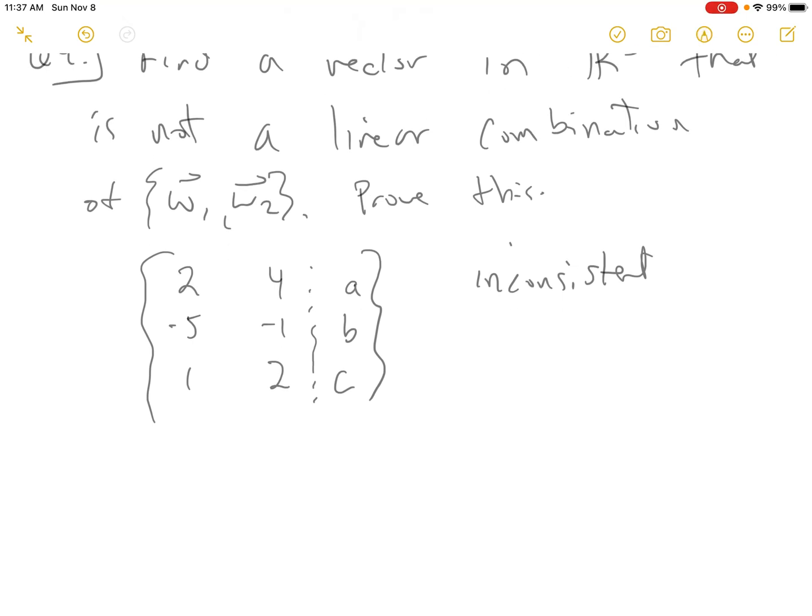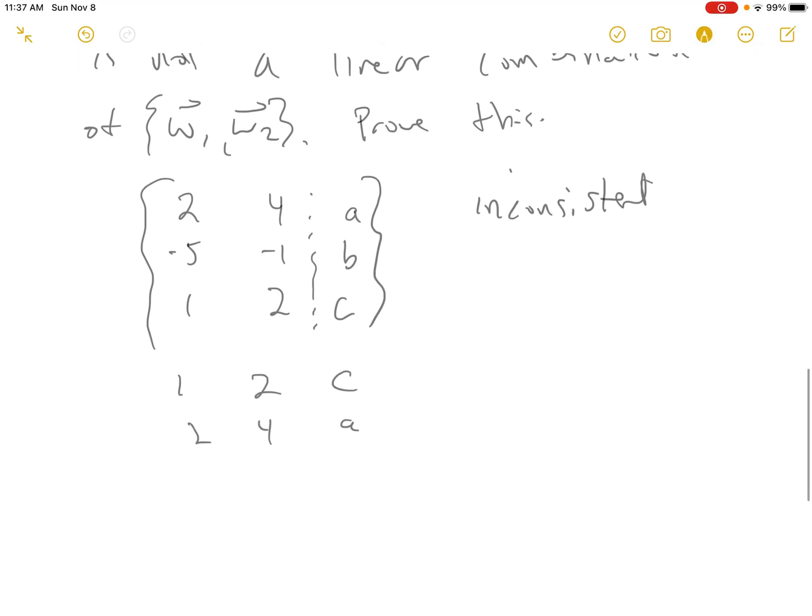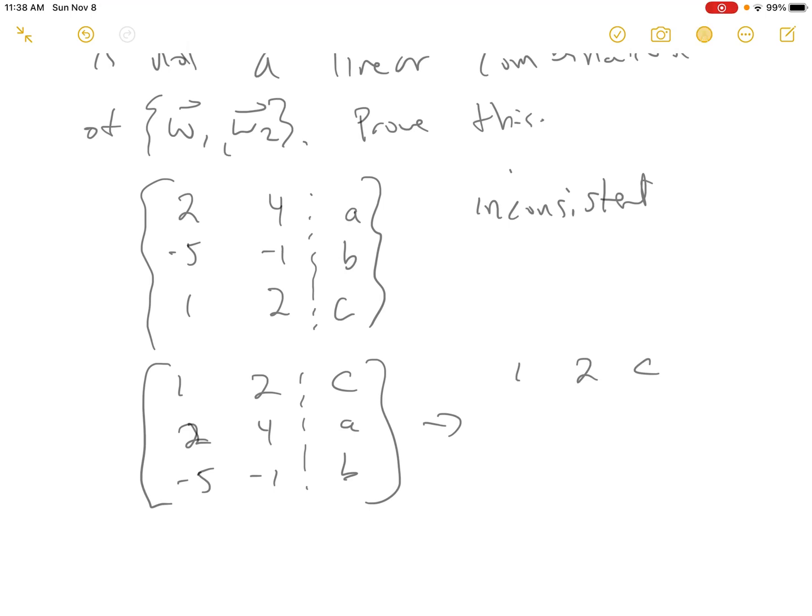Okay, so we flop some rows around here. 1, 2, C, 2, 4, A, minus 5, minus 1, B. That's a 2. Do some row reducing. We get 1, 2, C, 0, 0, A minus 2C, and then we have 5 plus that is 0, 9, and C plus B.